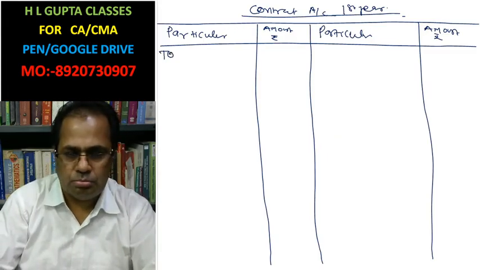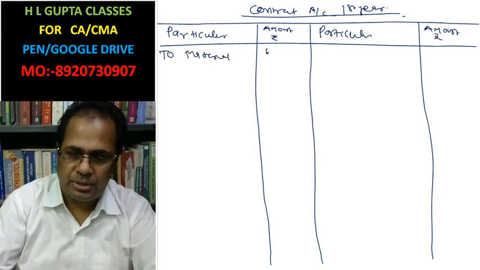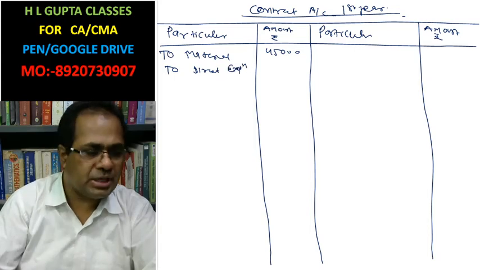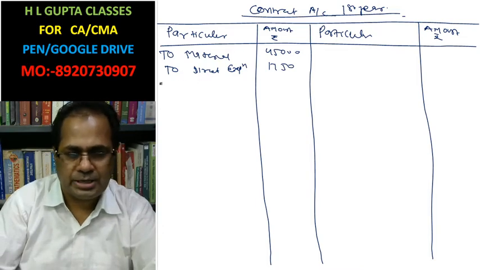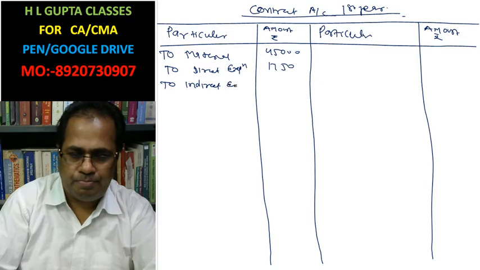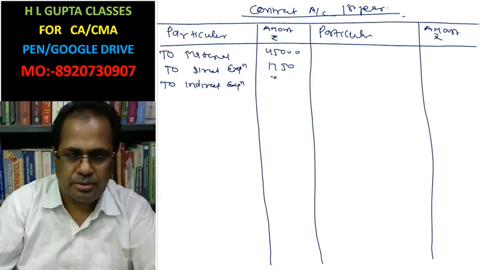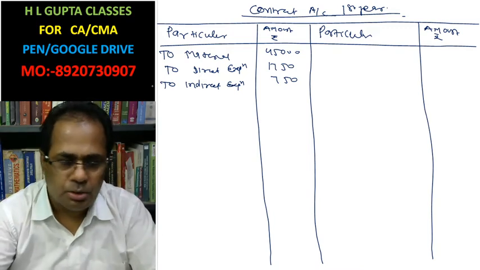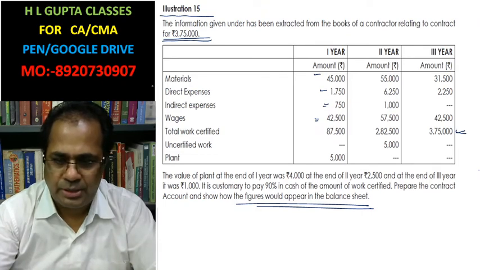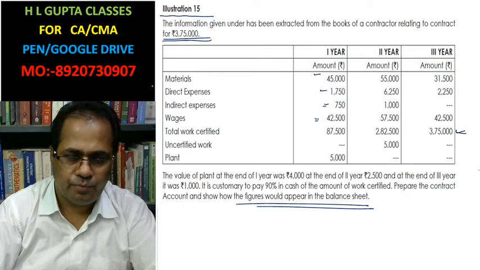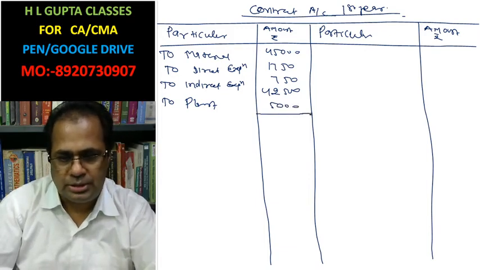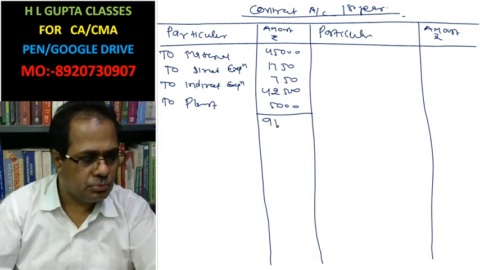To material 45,000, to direct expenses as per information given above 1750, to indirect expenses 750, to wages 42,500, to plant 5,000. Total cost is 91,000.